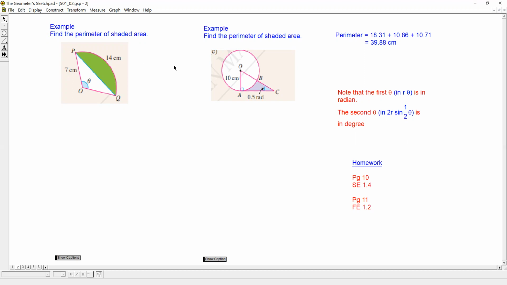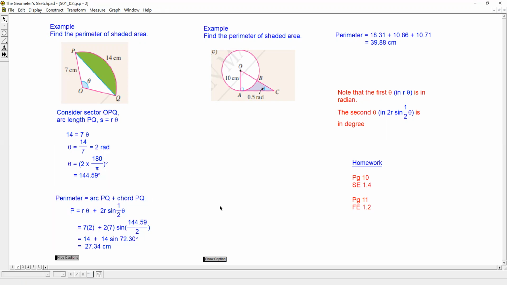Don't know theta. So if you don't know theta, you have to find theta first, then only find the arc length, then only find the straight line, the chord PQ. That one is called the chord. Okay. So now we proceed.